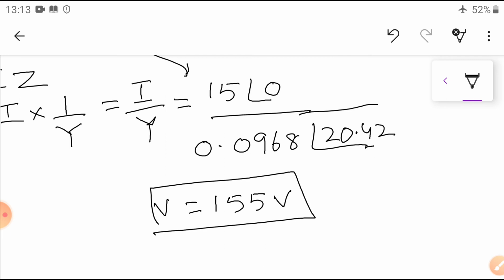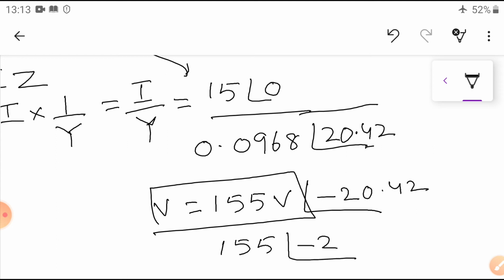At an angle we are going to get minus 20.42. So that is the branch is a capacitive branch. So current is the leading, voltage is the lagging. Okay. So this is the final value, that is equal to 155 at an angle of minus 20.42. This is equal voltage.